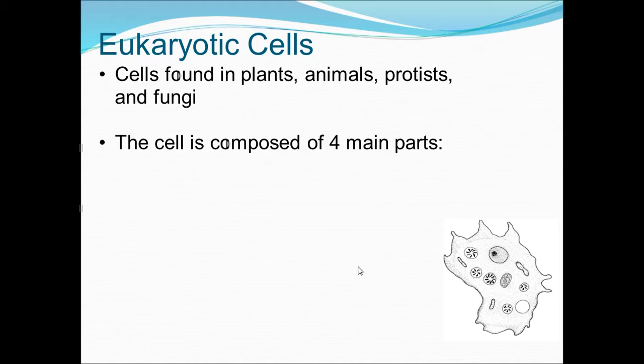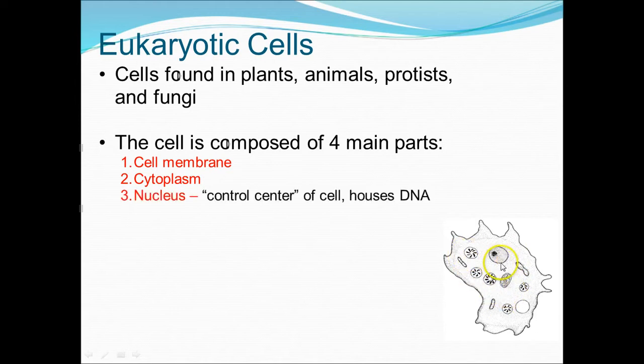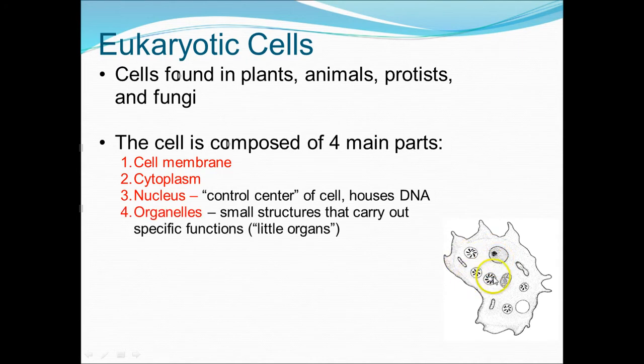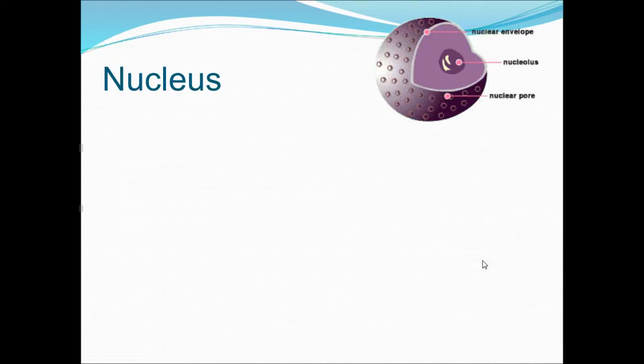The eukaryotic cell is composed of four main parts. The cell membrane, which is the outer edge, and again that allows things in and out of the cell. The cytoplasm, which is the stuff found in between the different other parts of the cell. The nucleus, which would be here, which is the control center of the cell and houses the DNA. And all of the other organelles, which are the small structures that carry out specific functions. You can think of organelles like little organs.